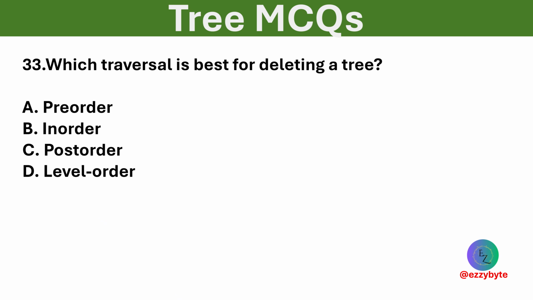Which traversal is best for deleting a tree? Options are pre-order, in-order, post-order, and level order. Option C is correct. Post-order deletes children before the parent.